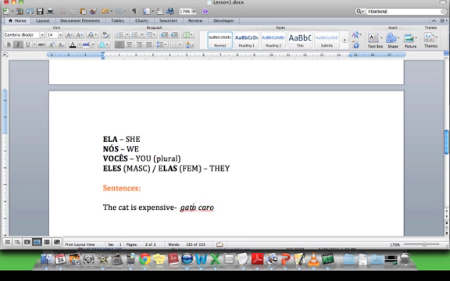If I want to say the cat is expensive, the masculine pronoun for the, since I'm using gato, which is a masculine noun, is o. So o gato is the cat, the male cat, right? And the word for is in Portuguese is é. Okay? So if I want to say the cat is expensive, I say o gato é caro. O gato é caro. We also pronounce this as a u. O gato é caro. Okay?